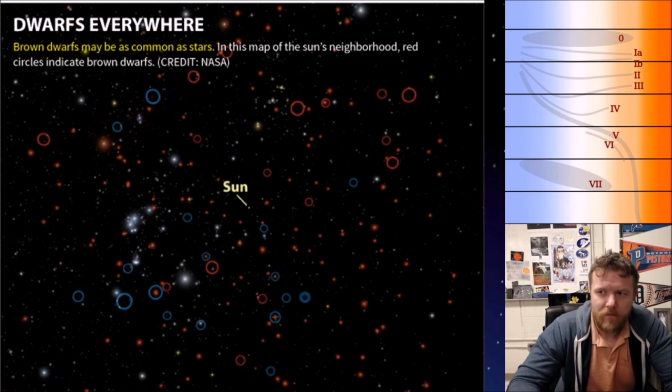So what is a brown dwarf? A giant object out in space giving off light. Most people call that a star.